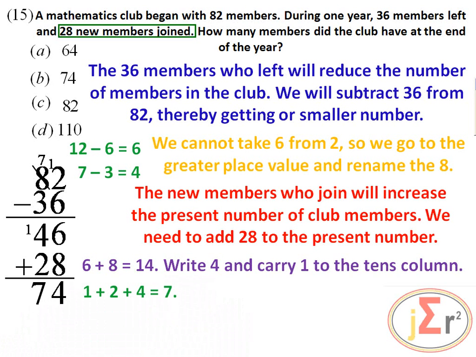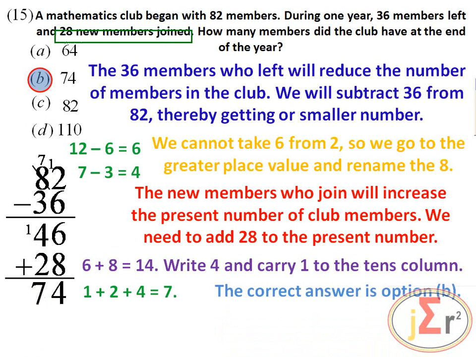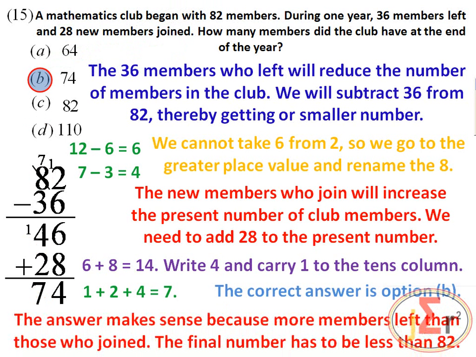So put that down. We get 74. Jerry got 74, and he said a long time ago that the correct answer is 74, and that is represented by option B. The answer makes sense because more members left than those who joined. The final number has to be less than 82.